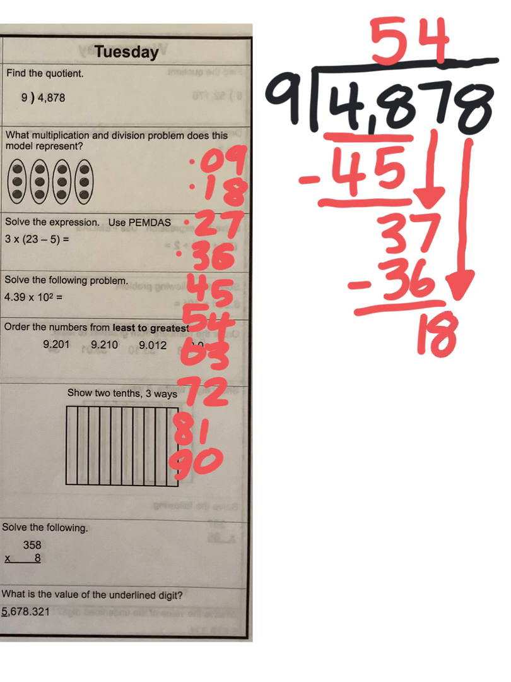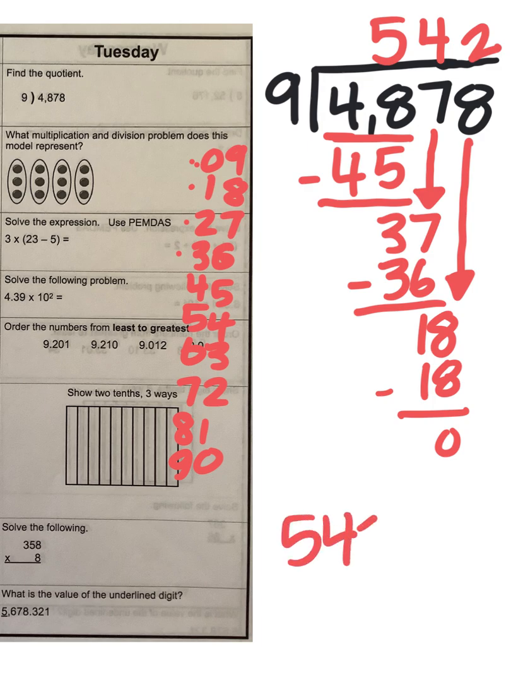I know that 9 will go into 18 2 times. 2 times 9 is 18. I'm going to subtract. My final answer is 542. Fifth graders, remember to line up the place value. Some of us have been putting X's where there is no answer in that space. Remember to line up your place value.